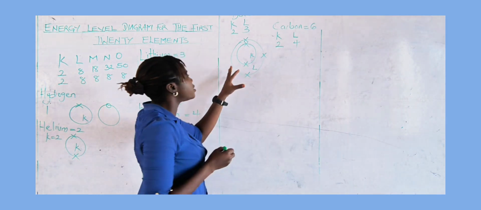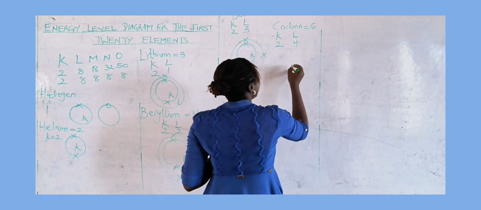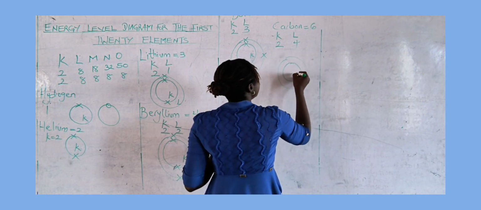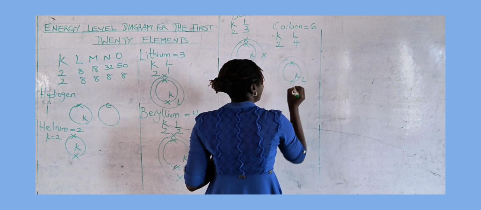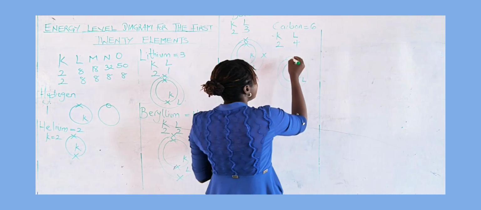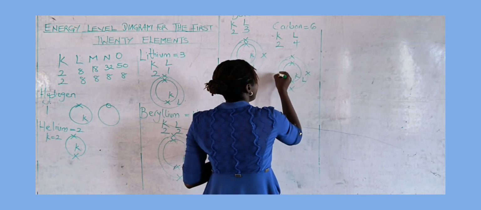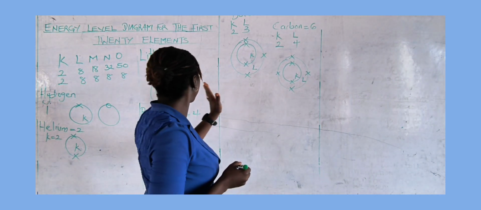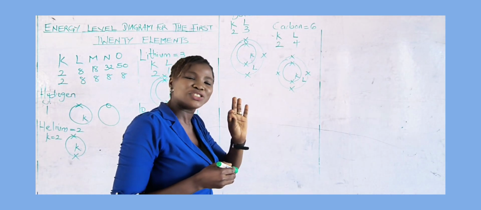And now let's represent carbon also in the diagrammatic form. In the diagram we have 1, 2. So this is our K and this is our L. Now our K is complete. So how do we now share this 4 on the L? Let's see, that's 1, 2, 3, 4. You see, very simple. So this is carbon, the 6th element. The next one is nitrogen.